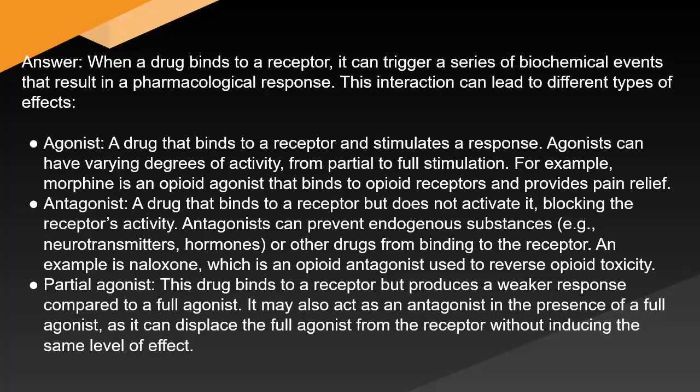Antagonists can prevent endogenous substances, e.g., neurotransmitters, hormones, or other drugs from binding to the receptor. An example is naloxone, which is an opioid antagonist used to reverse opioid toxicity.